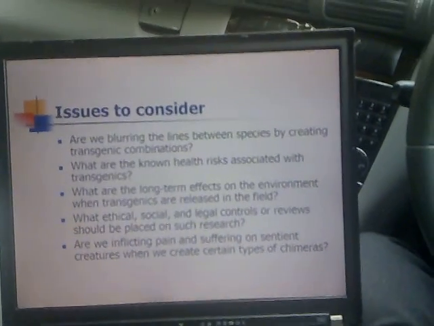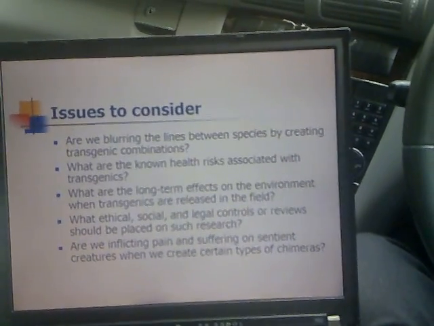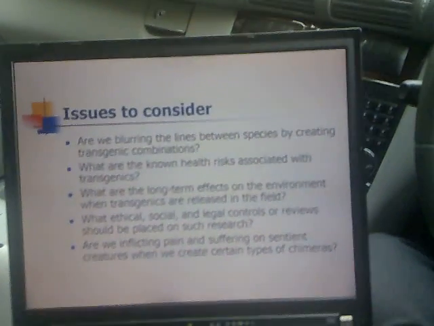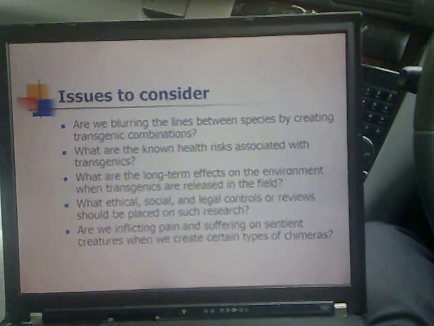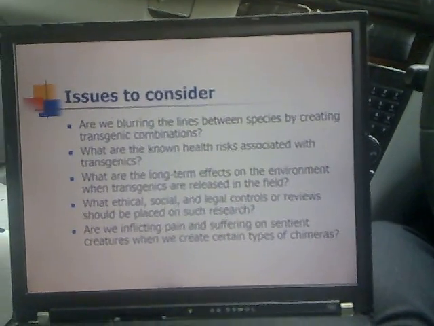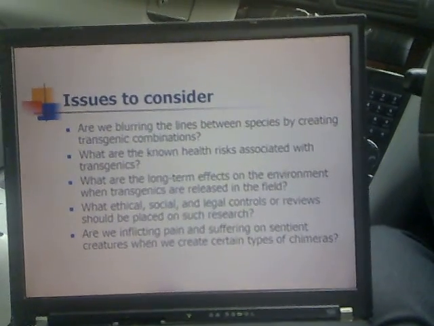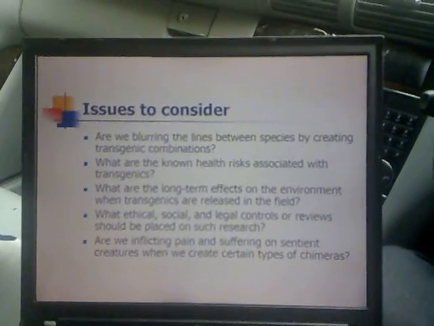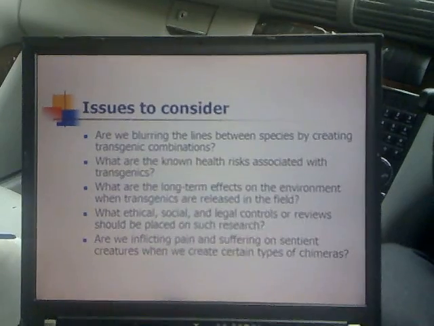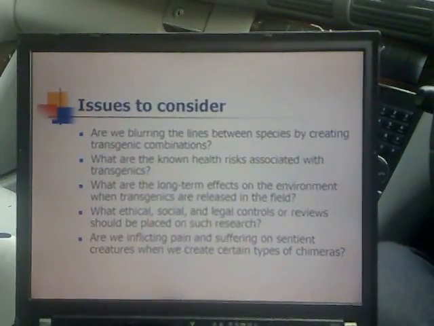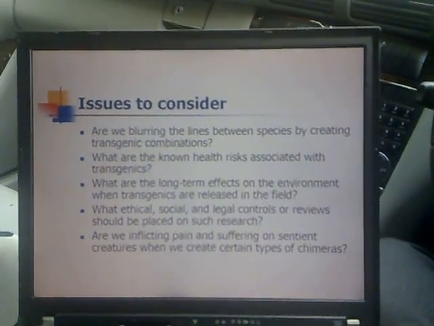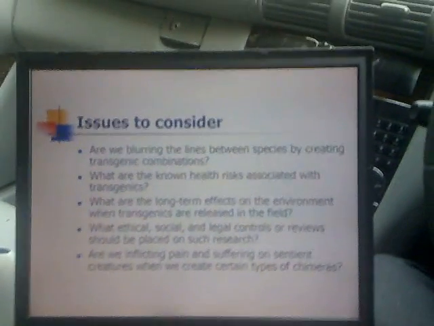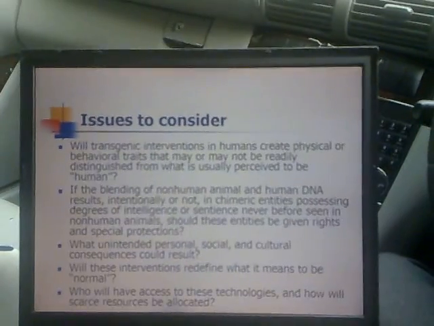What are the long-term effects on the environment? Because our environment is very stable and equivalent. If you go and create a new species, will it actually cause harm to the environment? What are the ethical, social, and legal controls to control this research? And of course, are we causing pain to this hybrid? You know, if you get a dog that doesn't look like a dog and a cat that doesn't look like a cat, it's a mixture of cat and dog, this offspring may actually be boycotted by its own species. So you're actually creating a lot of problems.